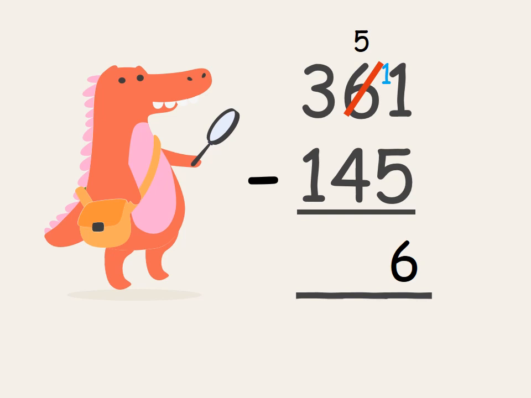Step number 2 is minus your tens. 5 minus 4 is 1. And lastly, we need to minus our hundreds. 3 minus 1 is 2. So our answer is 216.